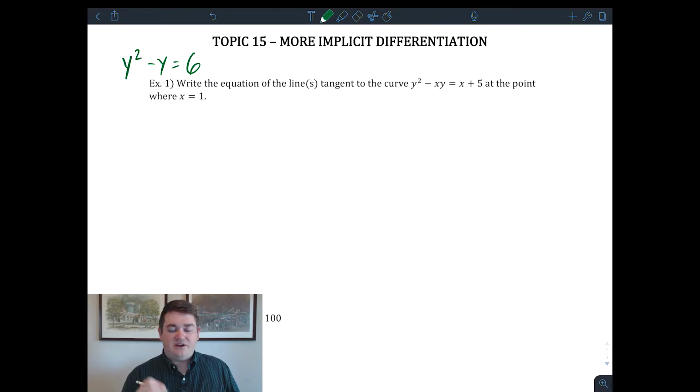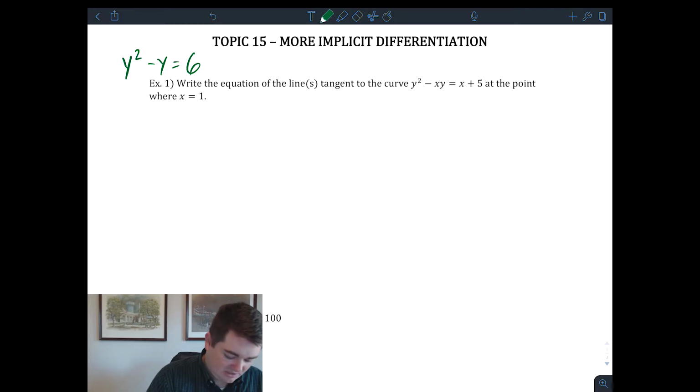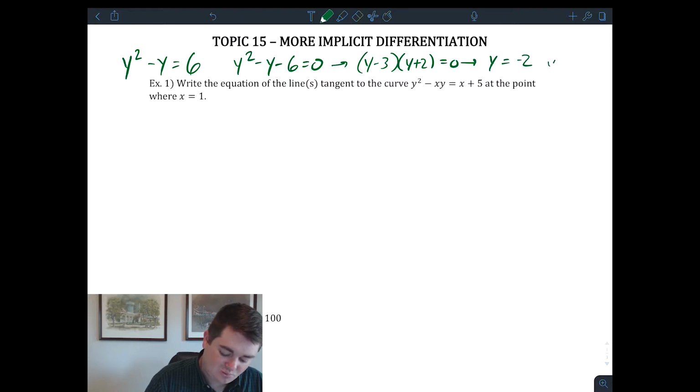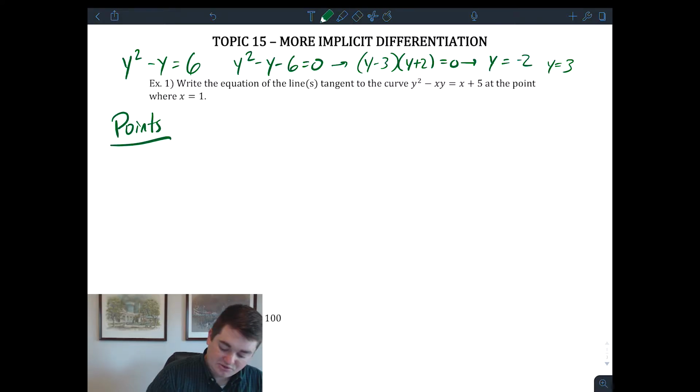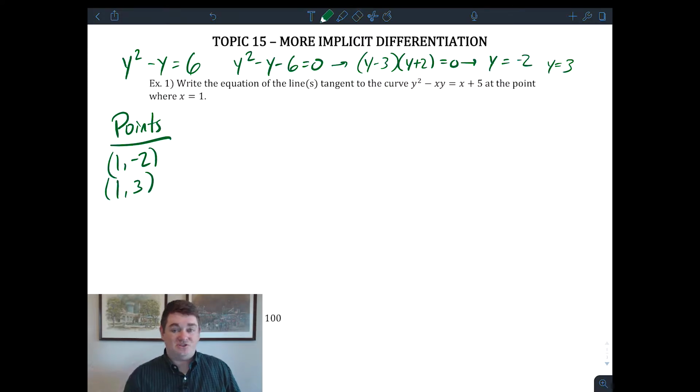And already I noticed that if I try and solve this for y, because it's quadratic, I'm probably going to get two solutions. So I get y squared minus y minus 6 equals 0. That factors into y minus 3 times y plus 2. So my solutions are y equals -2 and y equals 3. What does that mean? It means that this graph actually has two different points when x is 1. It goes through the point (1, -2) and through the point (1, 3). So 2 points means two tangent lines.